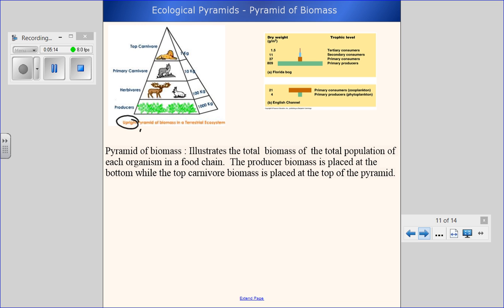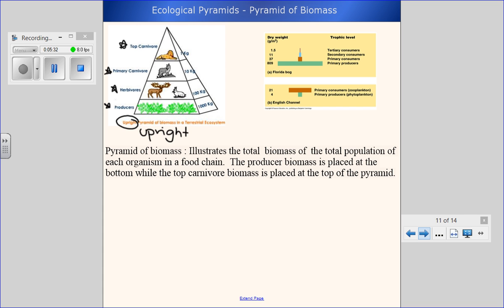So here's an example of an upright pyramid of biomass. We have our producers. We have some herbivores, so we've got a moose and a rabbit. We have our primary carnivores and our top carnivores.